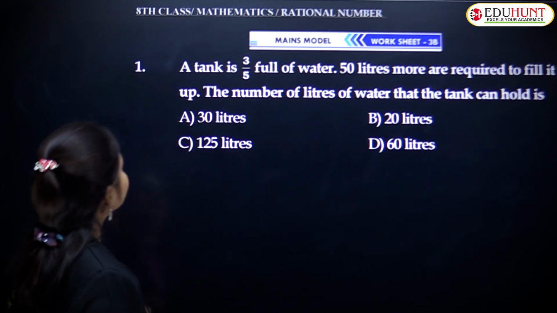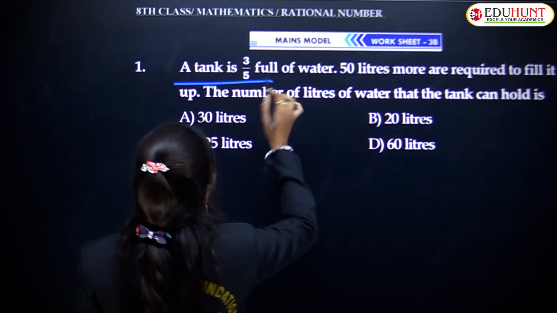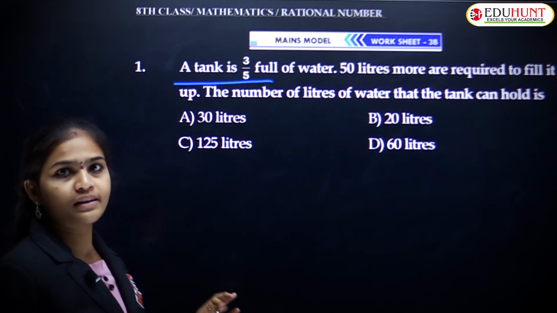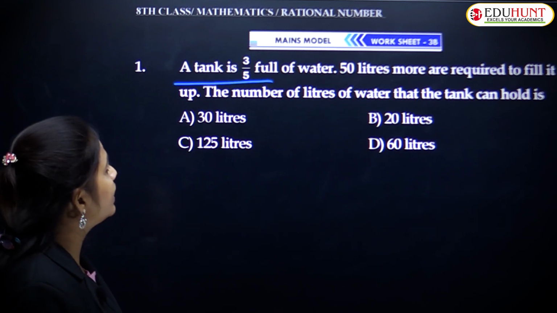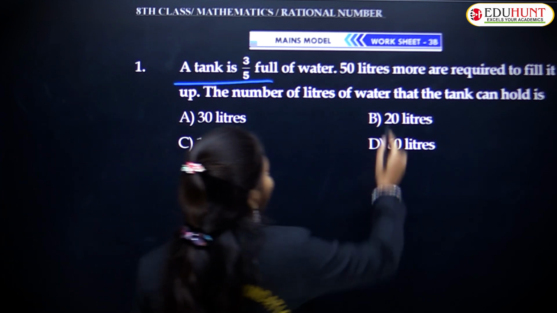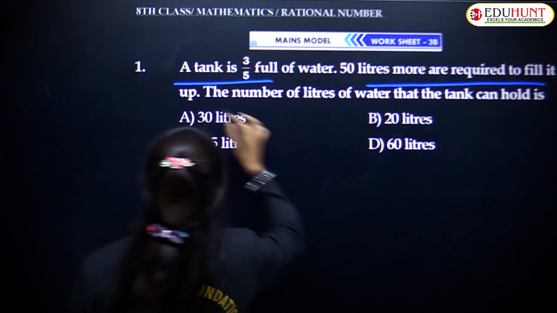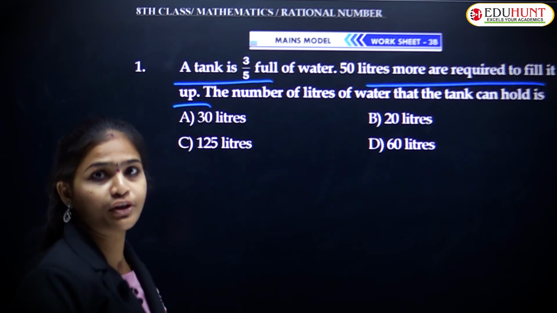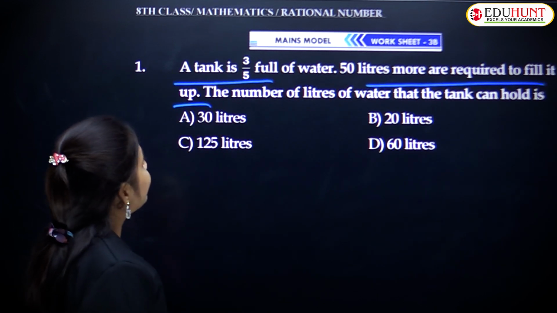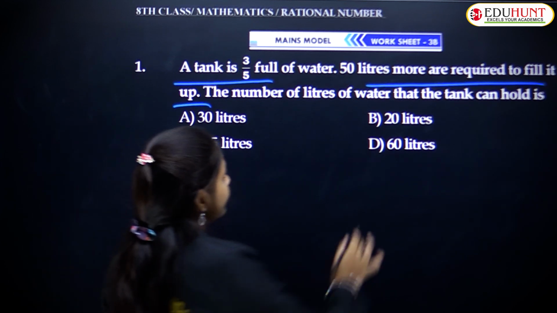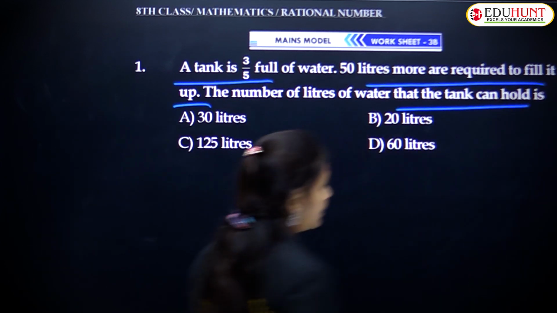So let us see that a tank is 3/5 part full with water. Okay, 3/5 full of water. Okay, 50 liters more are required to fill it up. So how much water is required to fill it up? 50 liters of water required. So the number of liters of water that the tank can hold.